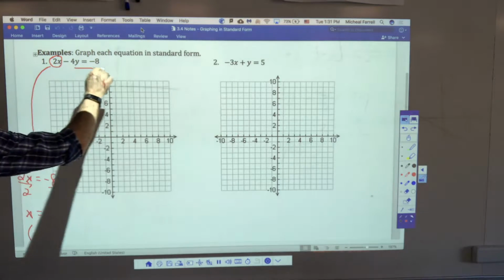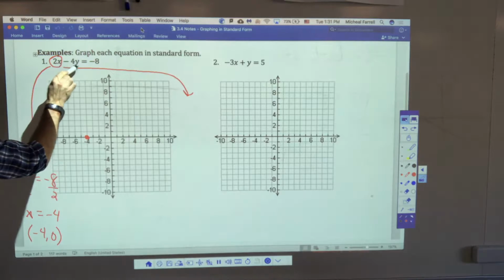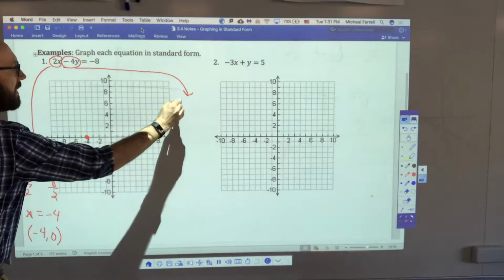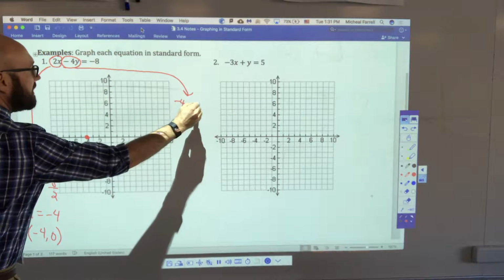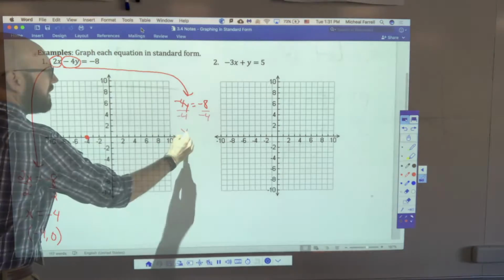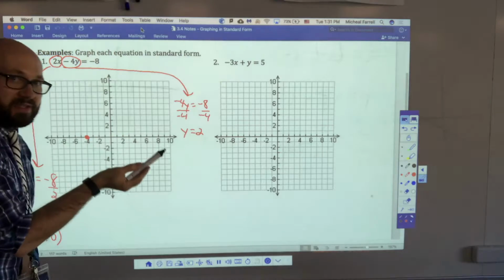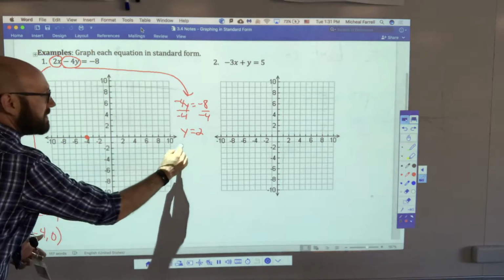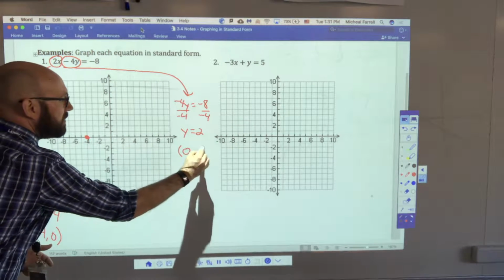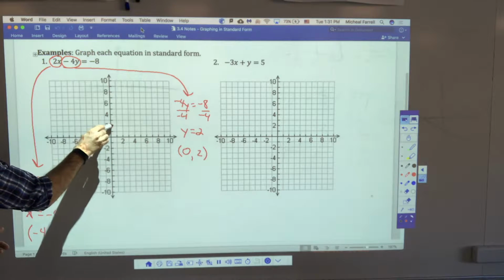For my y-intercept, I'm going to take the entire y term, that's the negative 4y, and I set it equal to negative 8. I get y equals 2. Because there's no x term, it's like I plugged in 0 for x, so that means I have a point 0, 2 to plot on the graph.